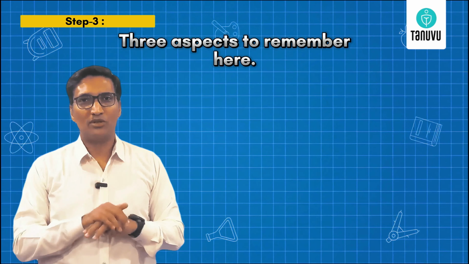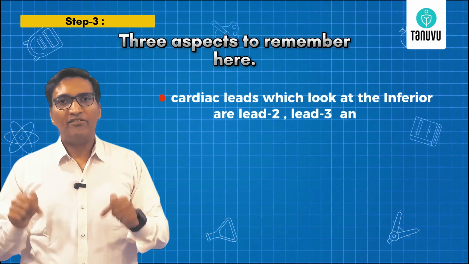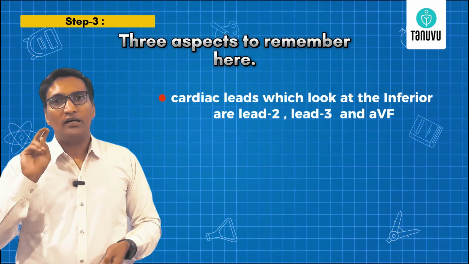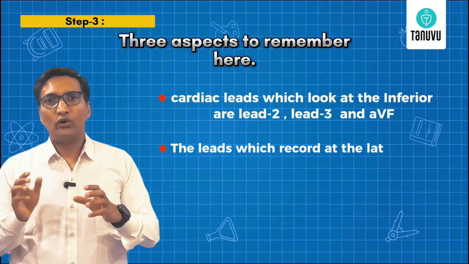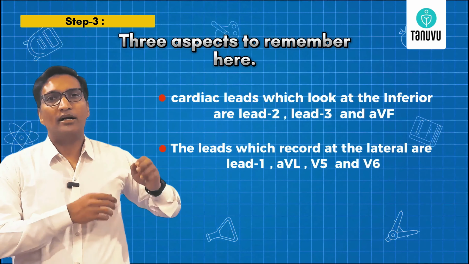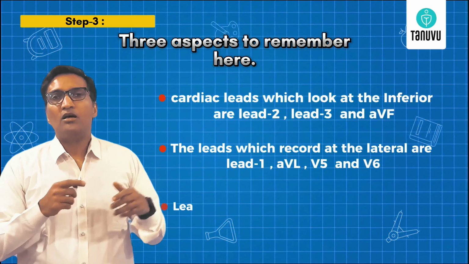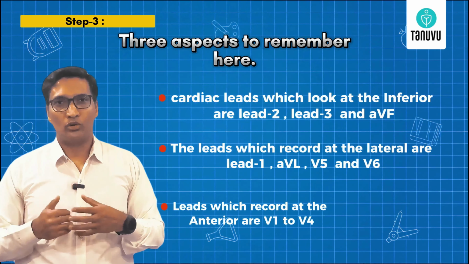Now this has become a little complex. If you are not able to remember everything of this, it is still okay if you remember 3 take-home messages from this. The cardiac leads that represent the inferior wall, or which look at the inferior aspect of the heart, are lead 2, lead 3 and AVF. The leads which record the lateral aspect of the heart are lead 1, AVL, V5 and V6. The leads which look at the anterior aspect of the heart are V1 to V4.